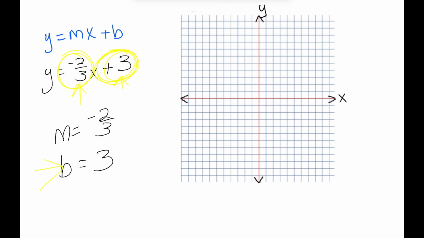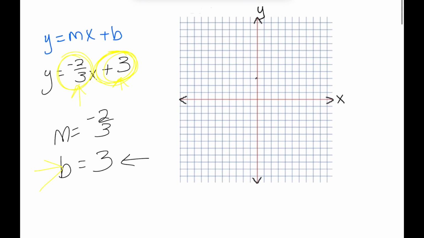So let's begin graphing. The first thing you do is you graph the y-intercept. The b is the y-intercept. So we're going to put a dot at 3 on the y-intercept. Now, from that point, you keep your pencil on that point, and then we're going to count slope.